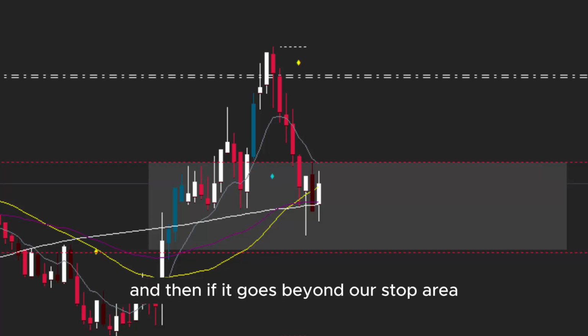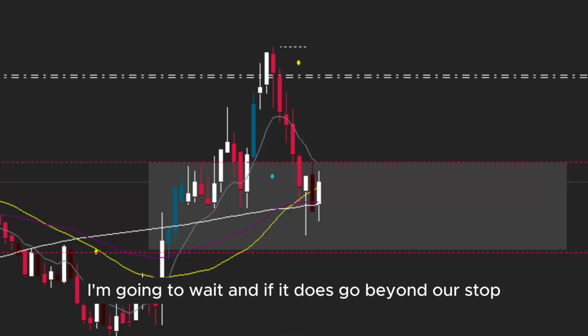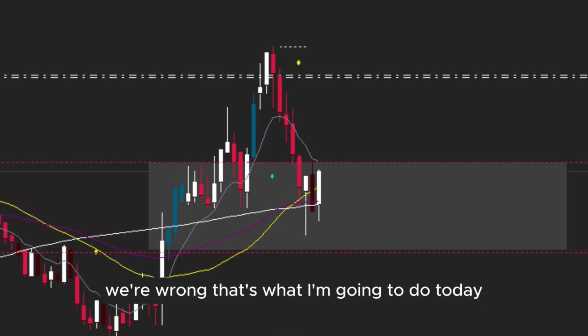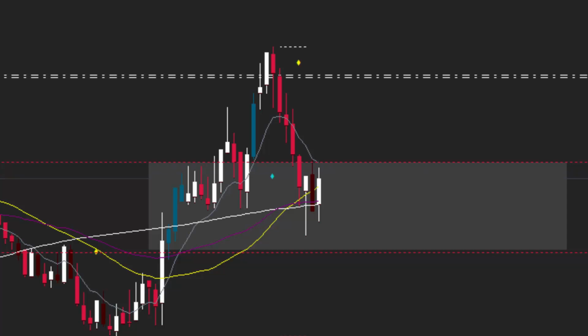And then if it goes beyond our stop area, then we come out of the market. I'm not going to pull it out. I'm going to wait, and if it does go beyond our stop, then I'm going to say yes, we're wrong. That's what I'm going to do today. So I'm going to ignore that sell signal at the moment and just wait. Let it take me out today.